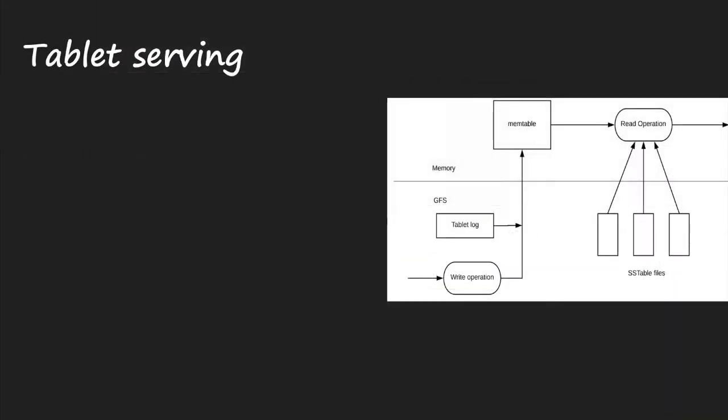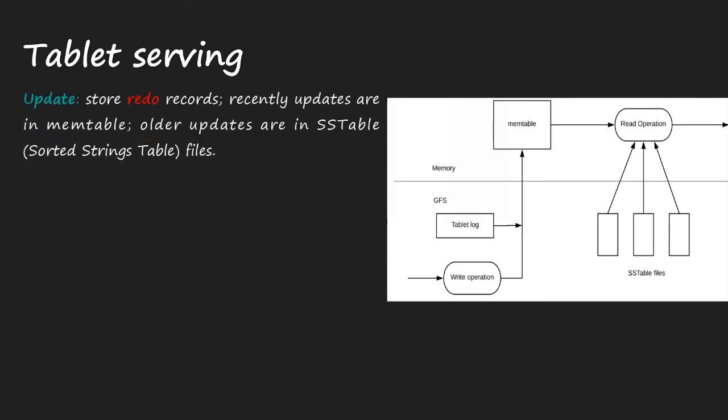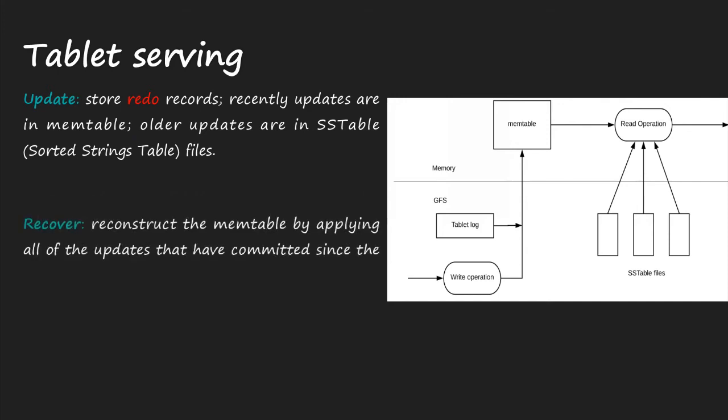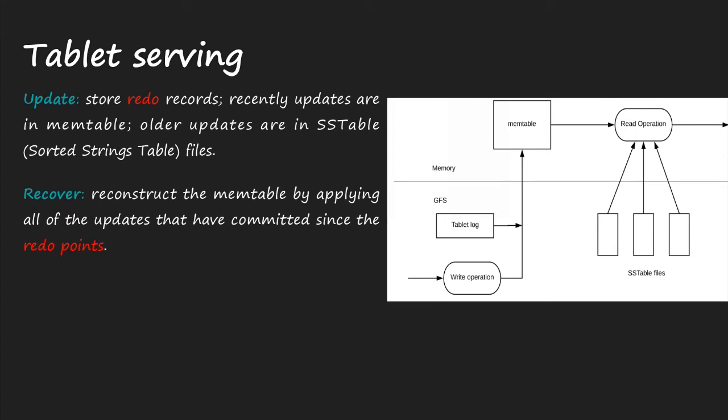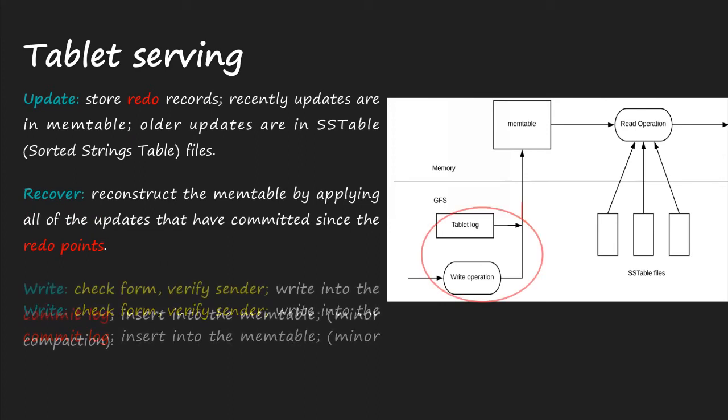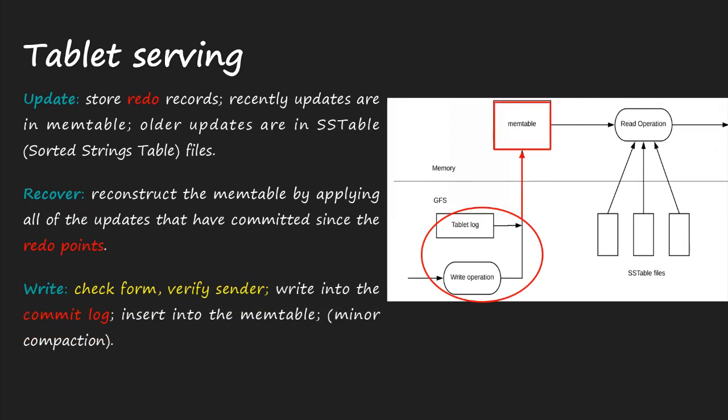The tablet serving operations mainly include update, recover, read, and write. Updates are stored in a redo record. The recent updates are in the memtable and older updates are in SSTable files. The redo record works during tablet recovery. It will reconstruct all of the updates since the redo point.